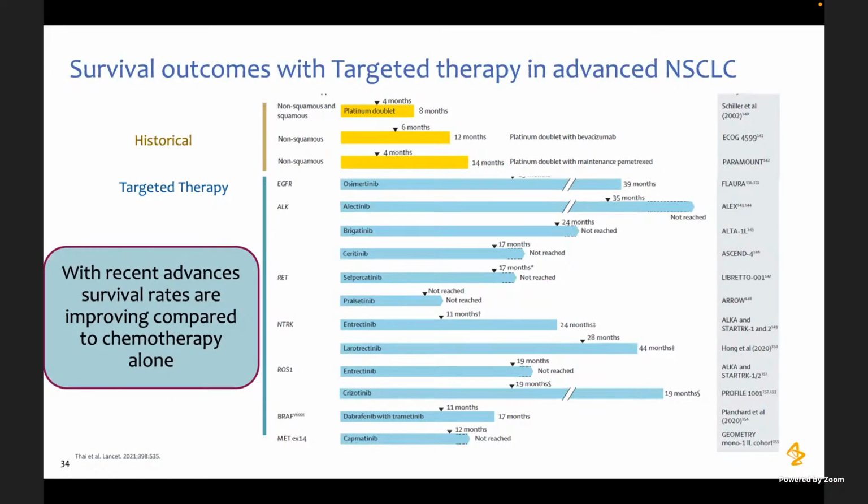So with the correct testing, with the correct molecular help, with the correct staging of the tumors and correct modalities of treatment and better understanding of the biology of tumors, we are really able to improve the outcomes and help our patients a long way.